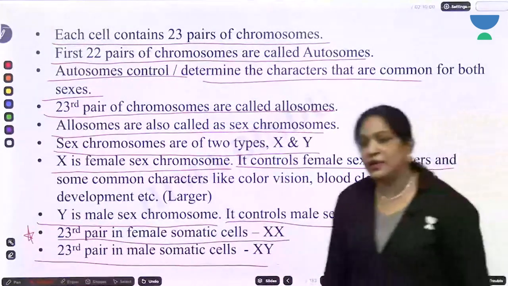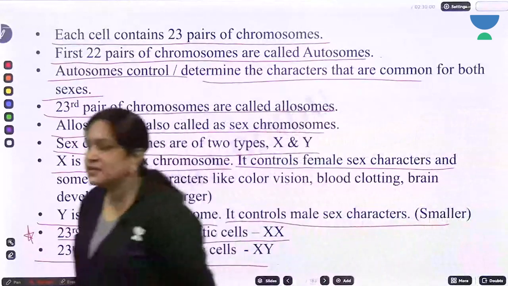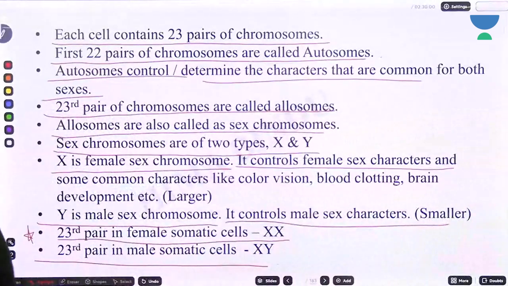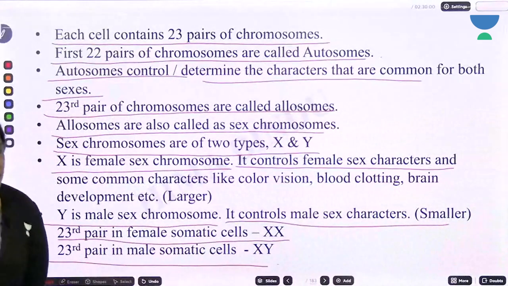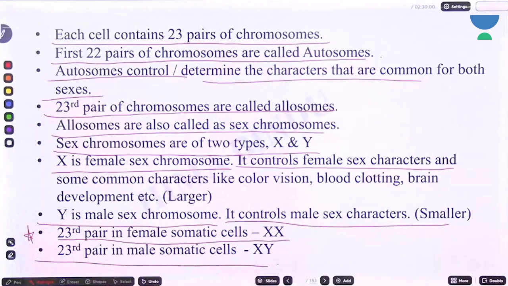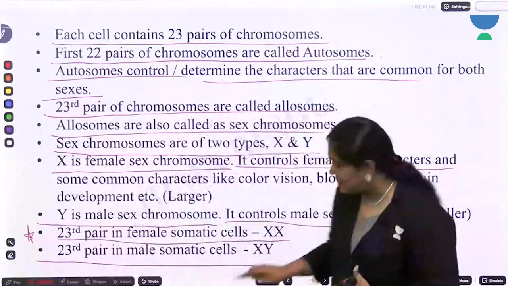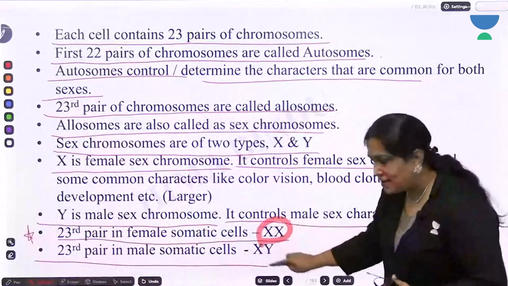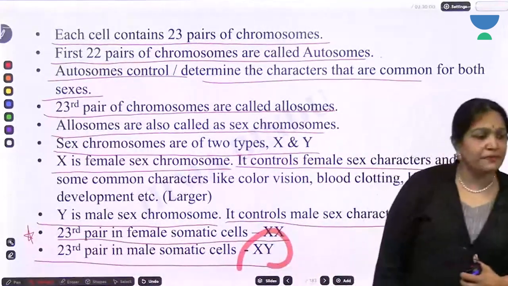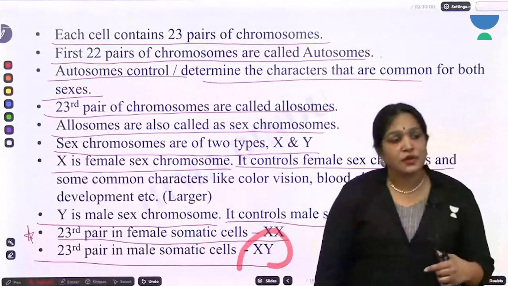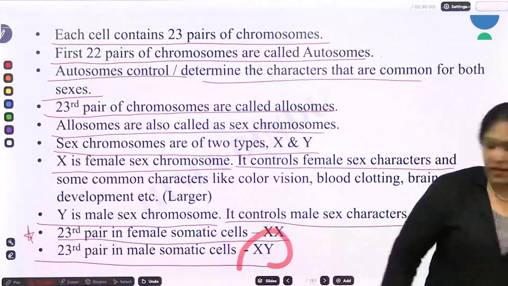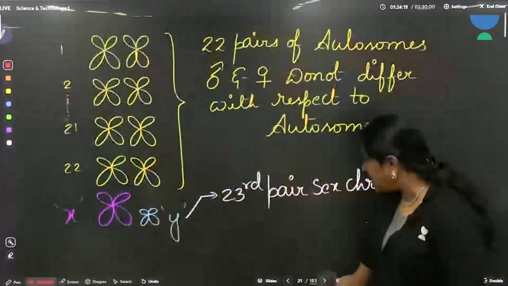Okay. Then you may get one doubt. X is a female sex chromosome, तो ये females में है logical. Y is a male sex chromosome, so males have it, logical. But why do males have the X chromosome? Did you observe this? Females will have XX, males have XY. Male में X chromosome का काम क्या है? Okay, I will answer that.